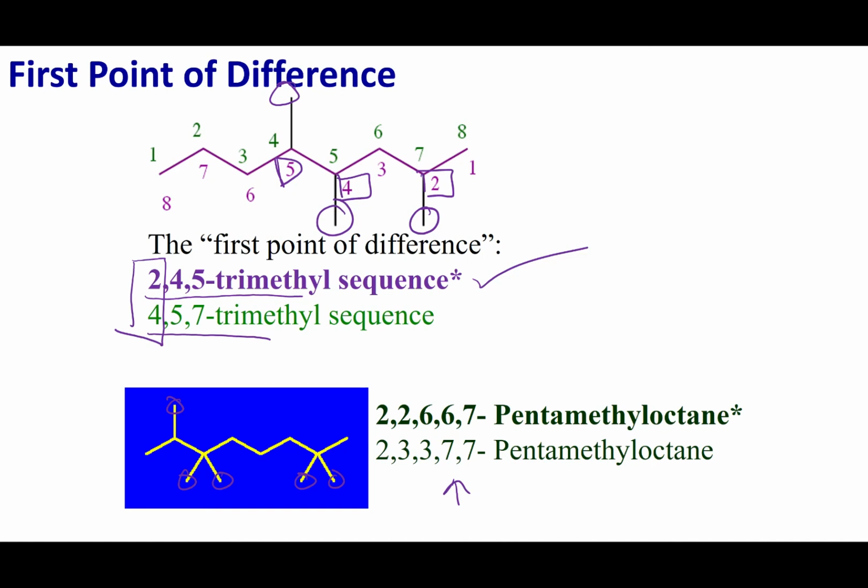Now what you guys will notice is we'll go down the list. 2 and 2, there is no difference. So this doesn't tell me which sequence is preferred. But then the second number, 2 and 3, well now I have a difference. 2 is lower than 3, so that is going to be the preferred numbering scheme.